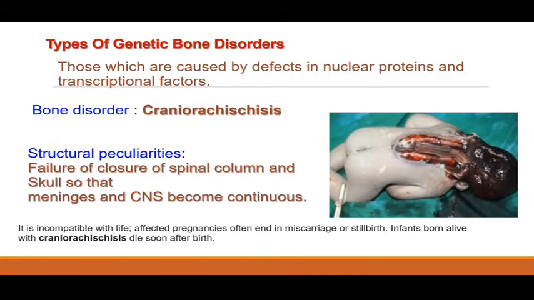craniorachischisis. It is characterized by the failure of closure of the spinal column and skull so that the meninges and central nervous system become continuous. It is incompatible with life, affected pregnancies often end in miscarriage or stillbirth. Infants born alive with the craniorachischisis die soon after the birth.